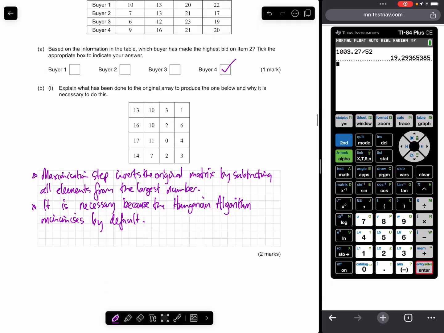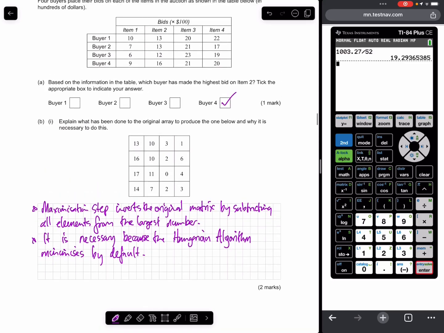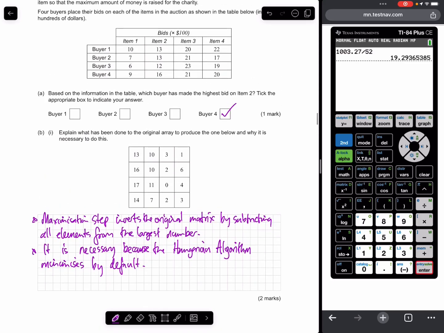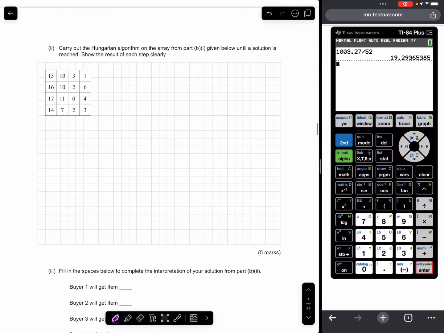The normal thing it does is find the minimum optimal solution. We're trying to find the maximum, so we need to find the minimum of the inverted matrix. That is why we did that step. Page 6 done. Carry out the Hungarian algorithm on the array from part B1 until a solution is reached.